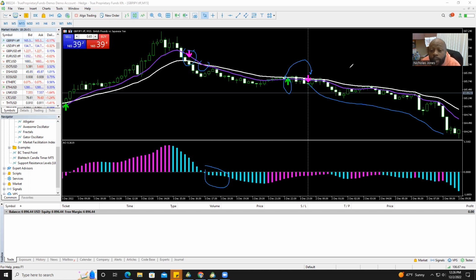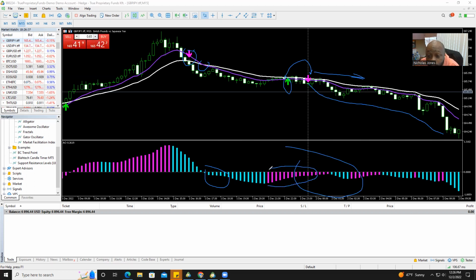Because remember, we only exit the trade when we see confirmation that the market is about to go the other direction with the crossovers. But as you can see, there are no crossovers here, none. You got an arrow telling you that the market is still going downward, right? Now, this is with the BC trend point, if you're using it. If you choose not to use the BC trend point, then you get out when the colors start changing here. Take your profits, get out.